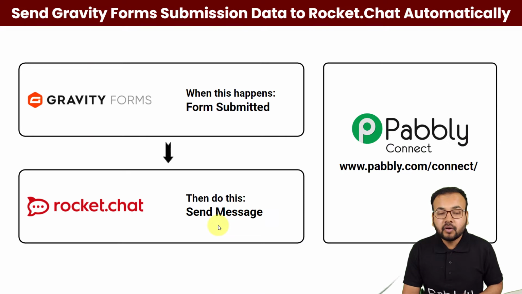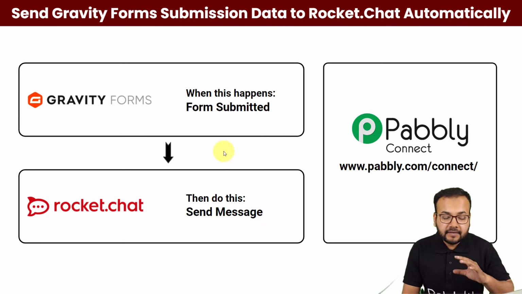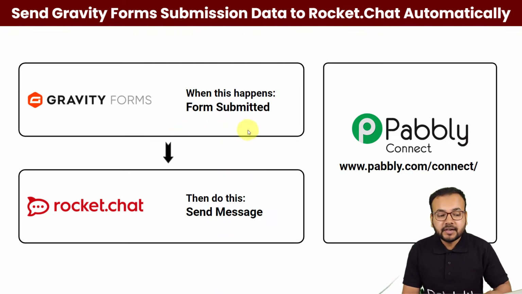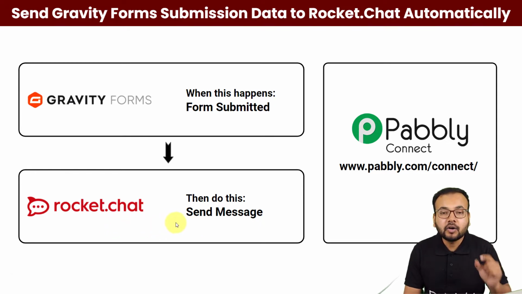So this will be the flow of this automation. Here, if any customer of yours or any website visitor fills this form and submits the form, the data of the form submission in the form of a message is going to be delivered to your team on the Rocket.Chat application directly and automatically.